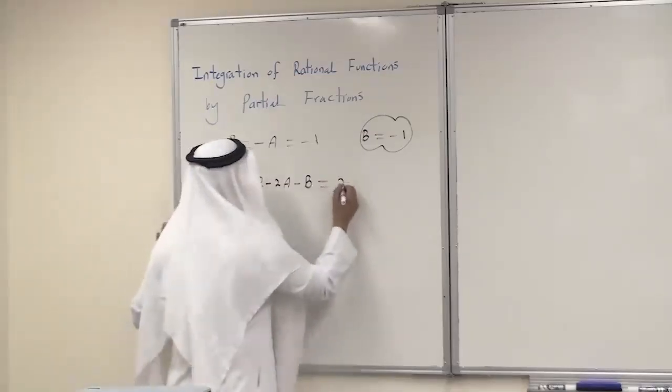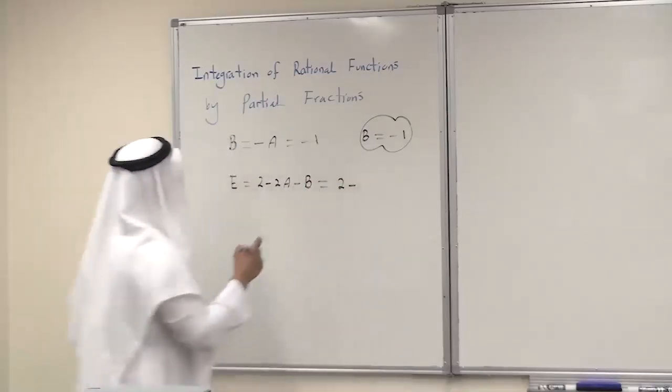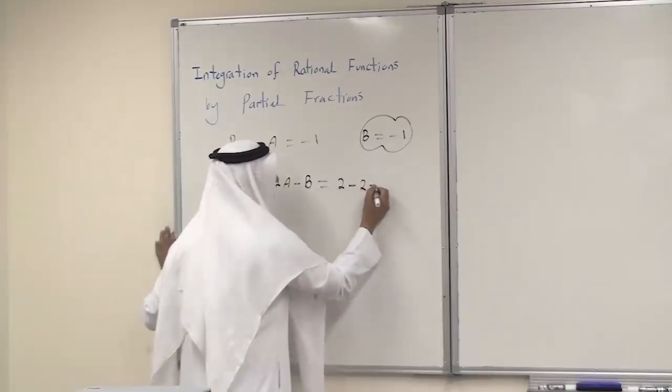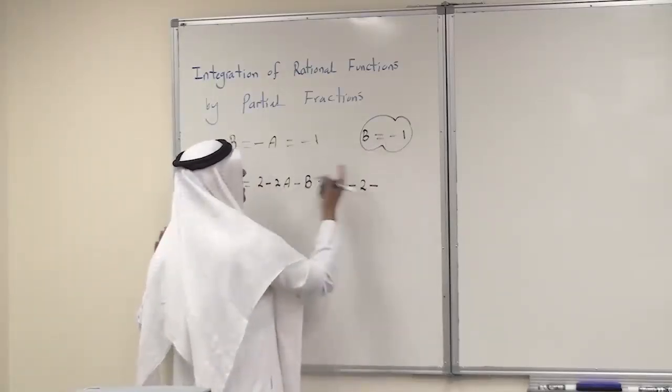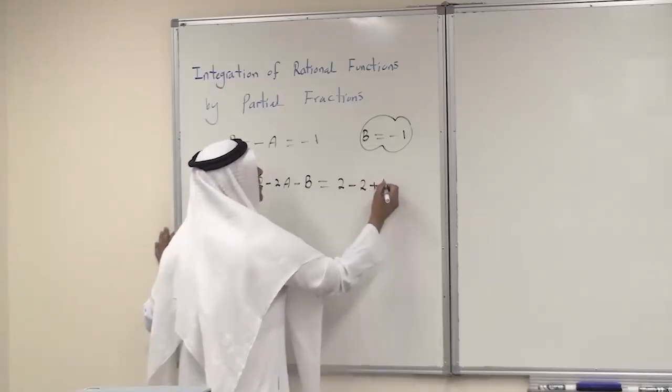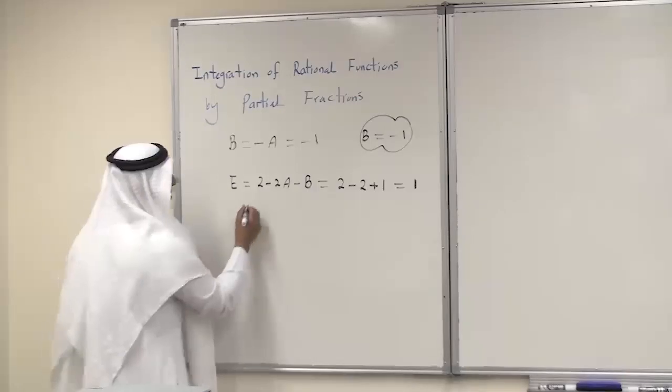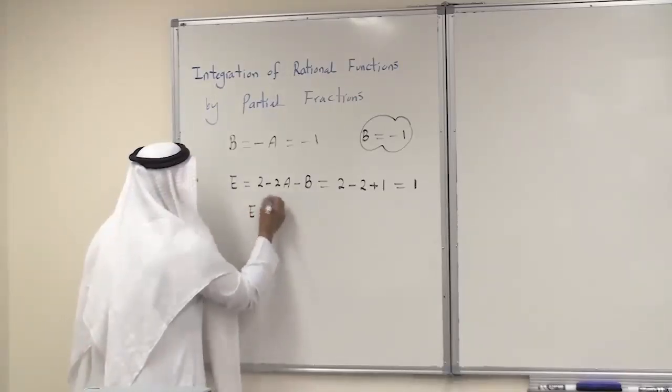We will get 2 minus 2a, a equal to 1, so minus 2a will be minus 2, minus b, b is minus 1, minus minus 1, that is plus 1, so the final answer is equal to 1. 2 minus 2 is 0, so we have e now is equal to 1.